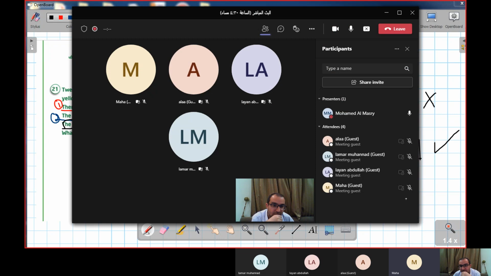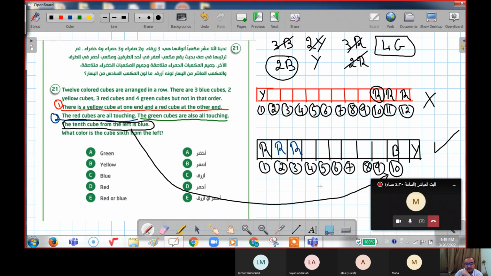We have Layan, Lamar, and Ala. I think Ala. Okay? Okay, Maha? So now, yes, teacher. Okay. We have the first condition, second condition, third condition, and the fourth condition.